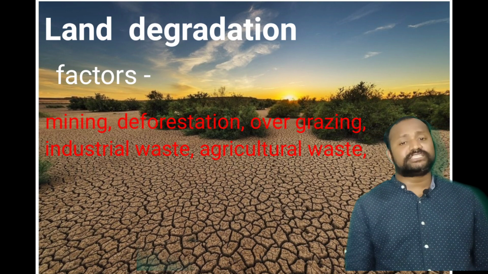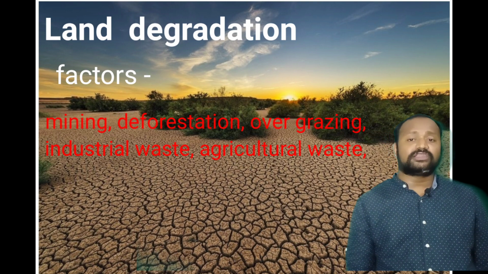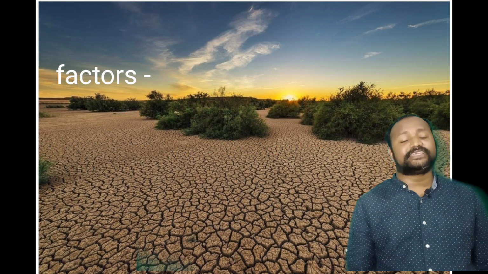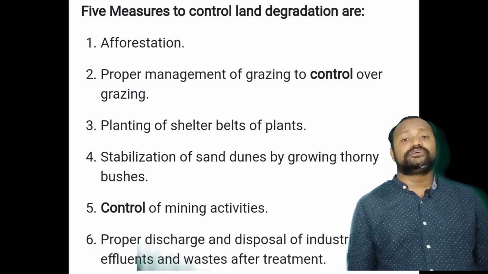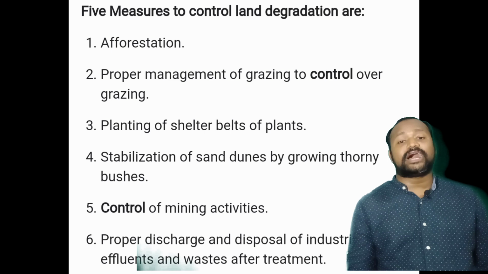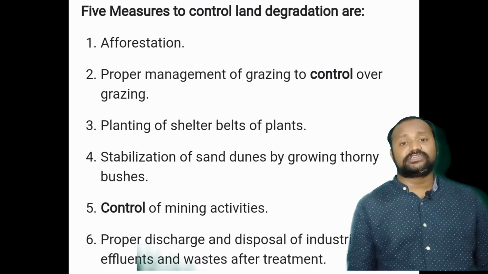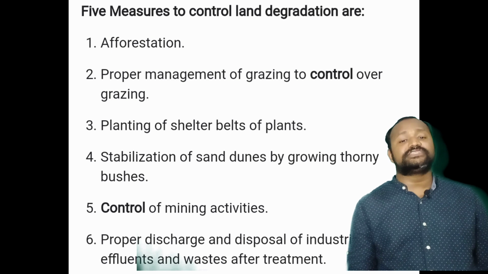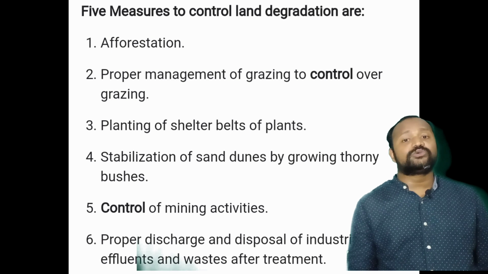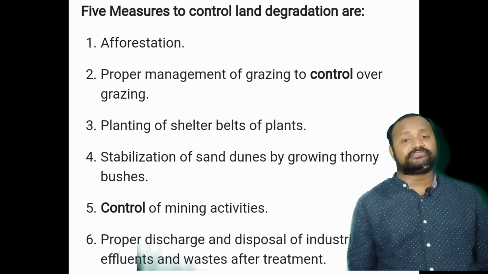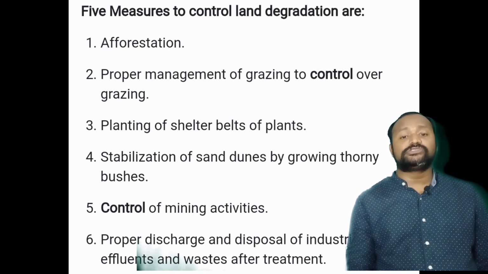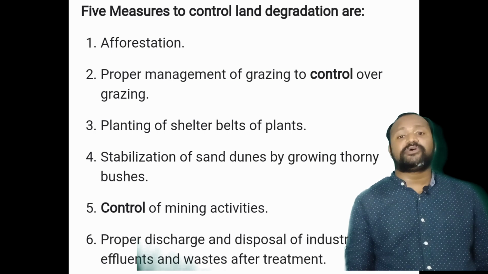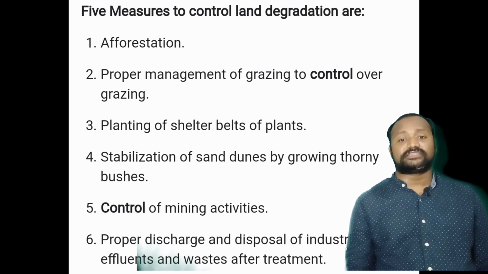Student, what are the steps we can take for conservation of land or against degradation of land? The first thing we have to do is afforestation. We have to grow more and more trees so that the degradation of the land can be controlled. Second, we have to control grazing activities, or we have to stabilize the sand dunes by planting many types of cactus and other plants around it.